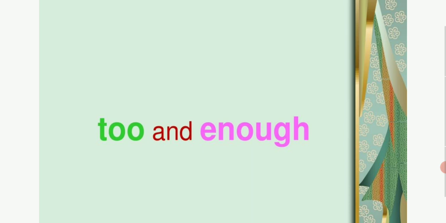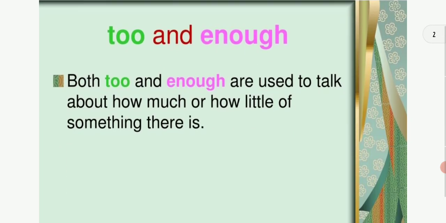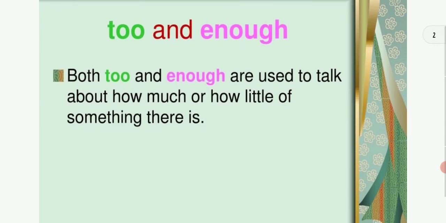So let's start. Both "too" and "enough" are used to talk about how much or how little of something there is. We will know this in detail right now.